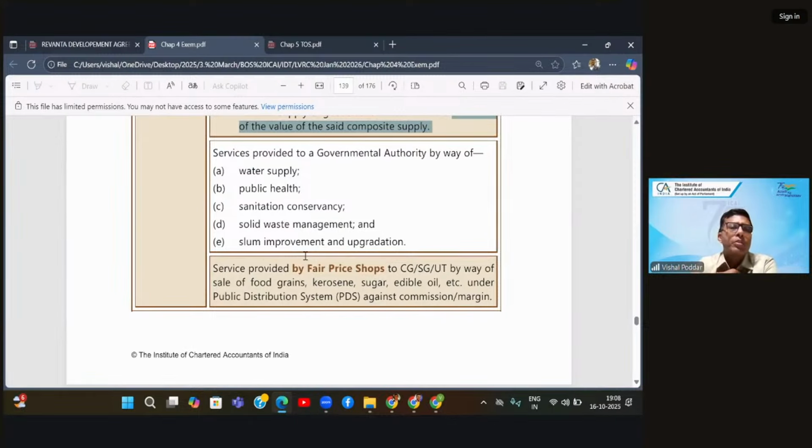So I am the person who has bagged the tender for this. So I provide these services to government. I charge to the government for all these activities which I am doing. So I am that contractor who is doing these services and government is making payment to me. That is what is exempt here.